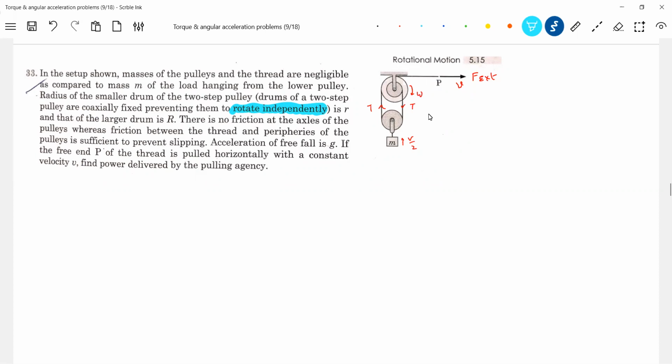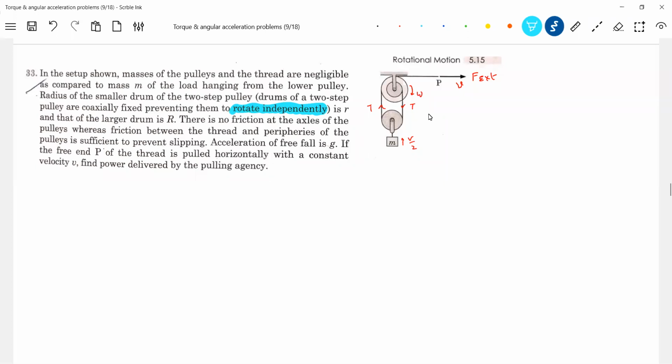Find the power delivered by the drum. The two drums are coaxially fixed, preventing them from rotating independently. Will they rotate independently or will they not rotate? They will not rotate, so that's why the omega is the same for the total. Now, what is the velocity of the block?